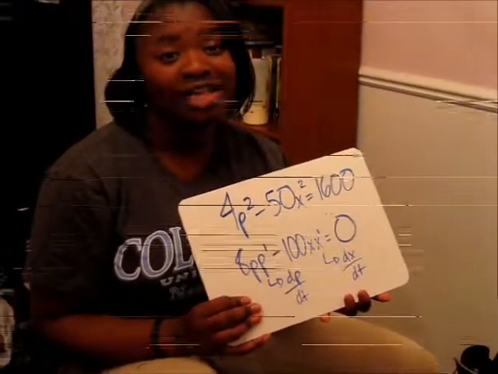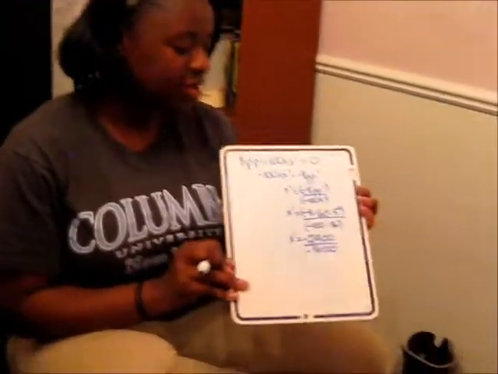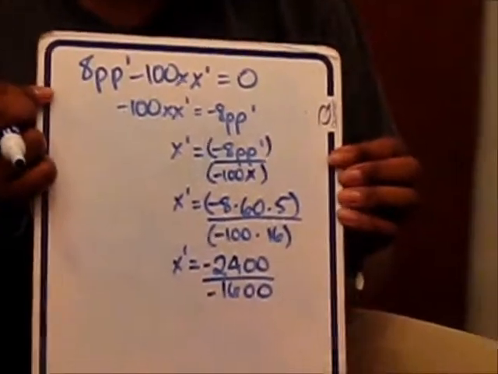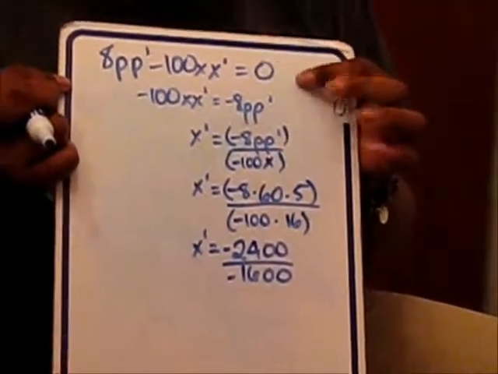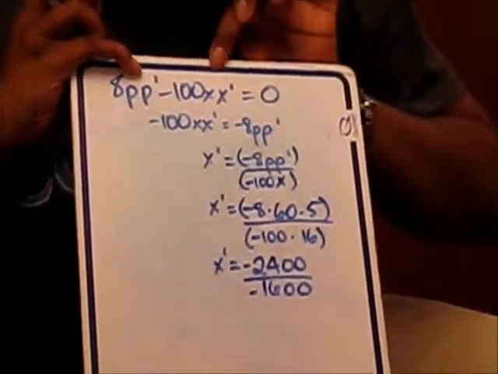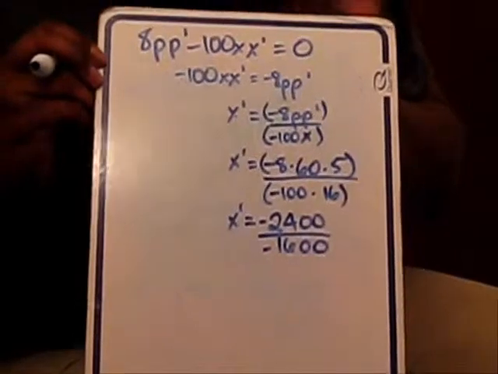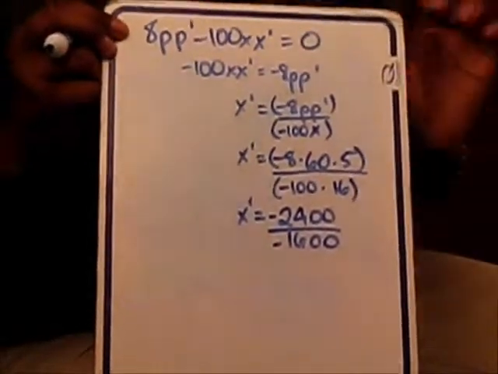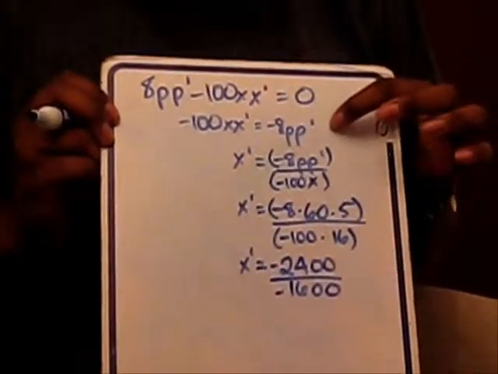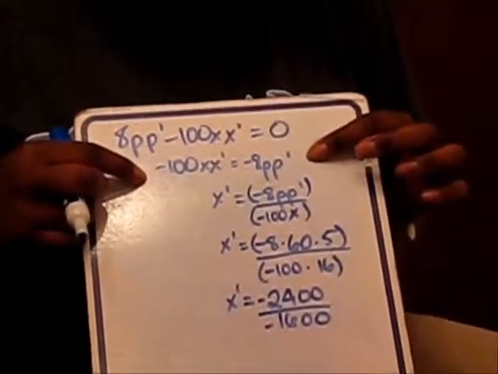And now we're going to solve. And now we are about to jump into the good stuff. So, again, this is our problem. 8p p prime minus 100x x prime is equal to 0. Once again, p prime is the rate of change for your p, and x prime is the rate of change for your x. And we're trying to find x prime. So, you're going to move everything else to the other side because it's kind of irrelevant here. So, you end up with negative 8p p prime is equal to negative 100x x prime.